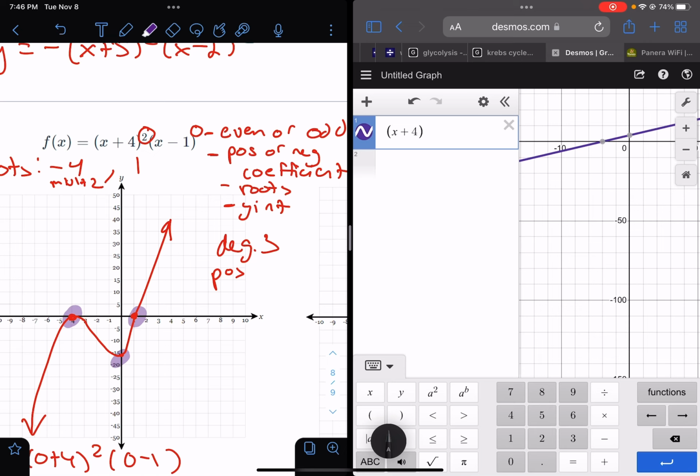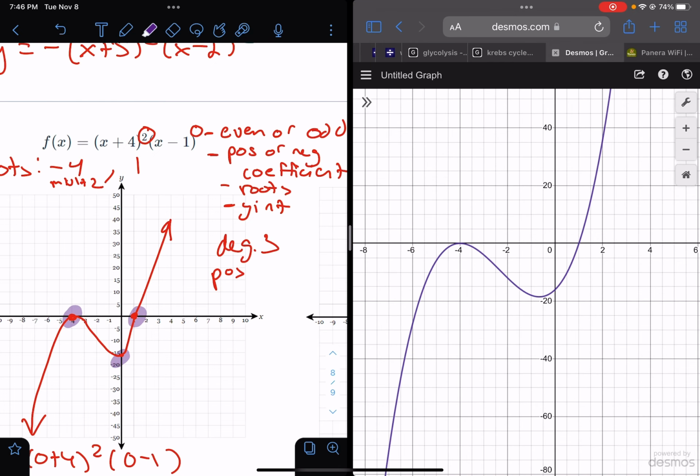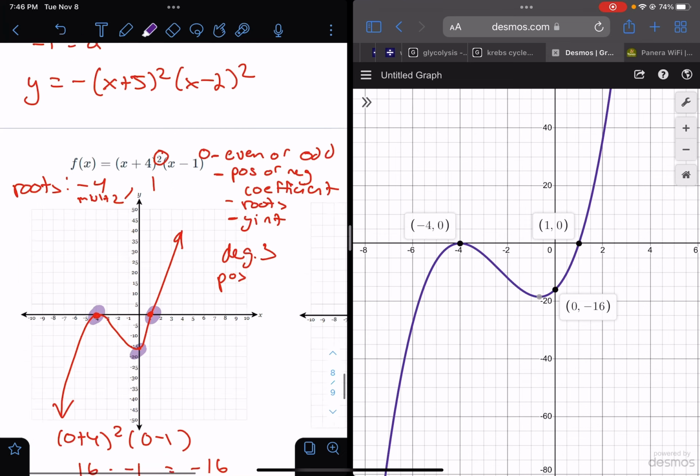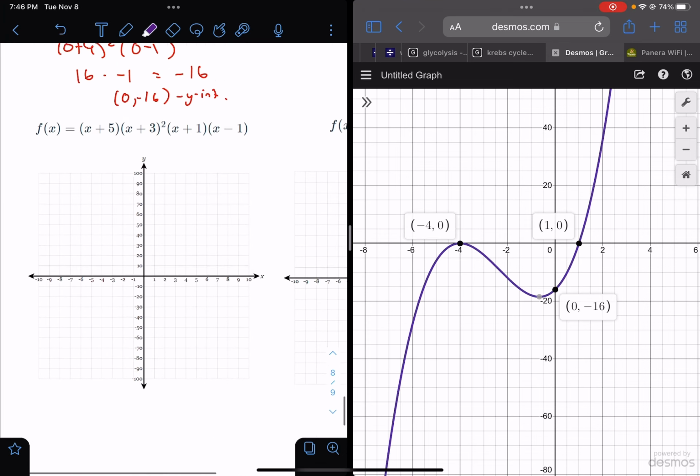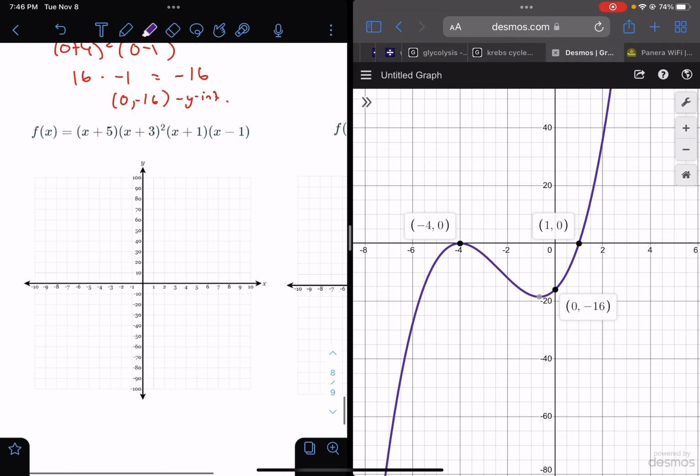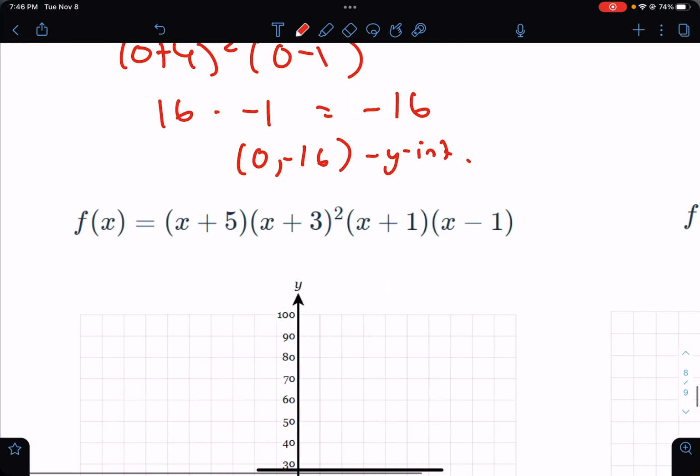x plus 4 squared and then x minus 1. All right, and let's see. We can see, right? We're supposed to go through -16, which we did. We're supposed to go through 1. And we're supposed to have a bounce point at -4. So we did an awesome job there. All right, next one. So first, let's go ahead and find our roots.